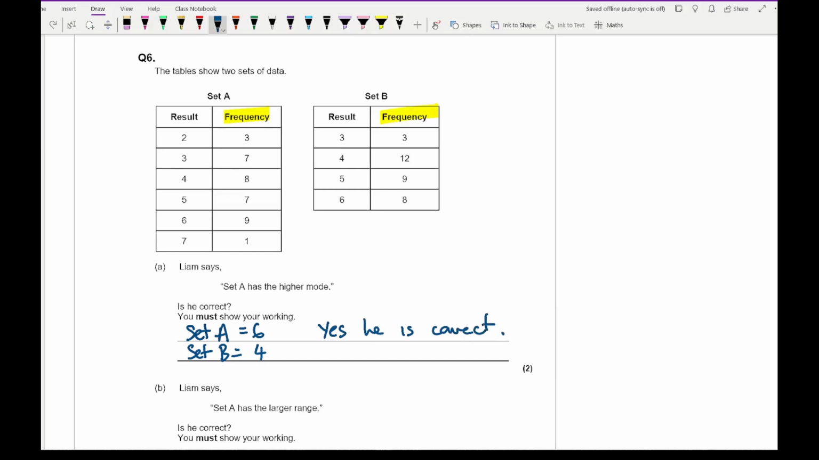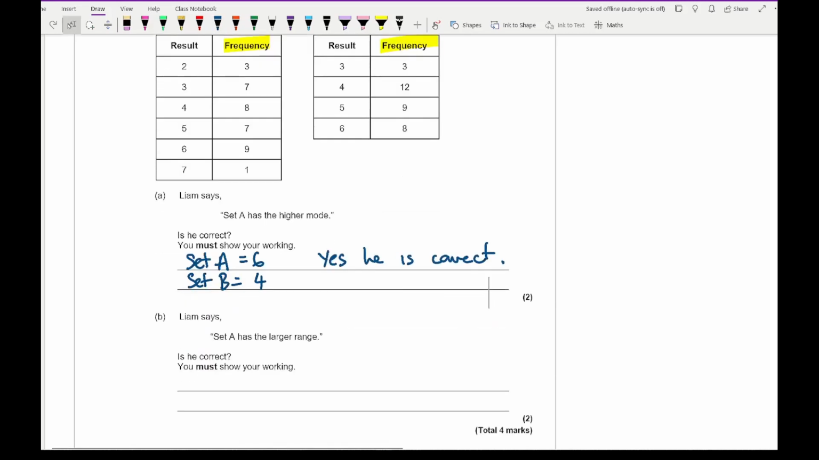Then moving on to B, it says that Liam says set A has a larger range. So the range of A is going to be 7, take away 2, which is 5, and the range of B is 6, take away 3, which is 3. So again, yes, he is correct.